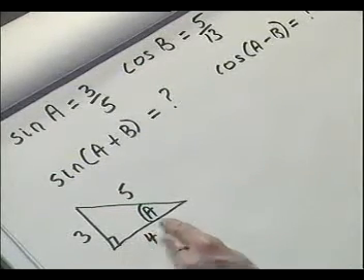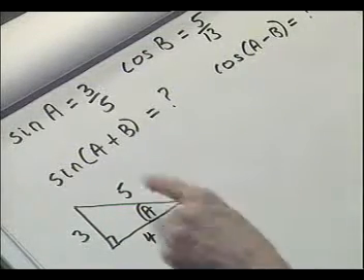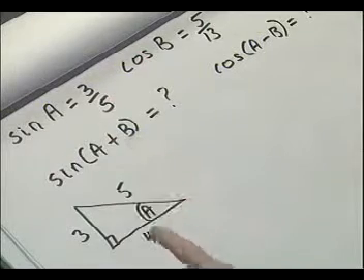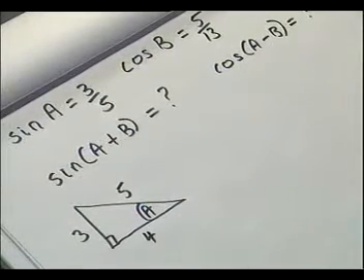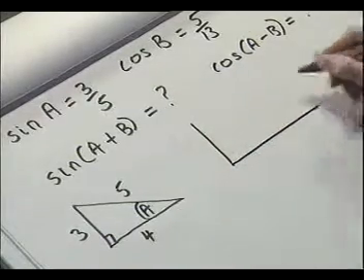And so now that we know the adjacent side, we know everything about angle A. We know its sine, we know its cosine, and if we want, we can find its tangent. Let's do the same for the angle B.